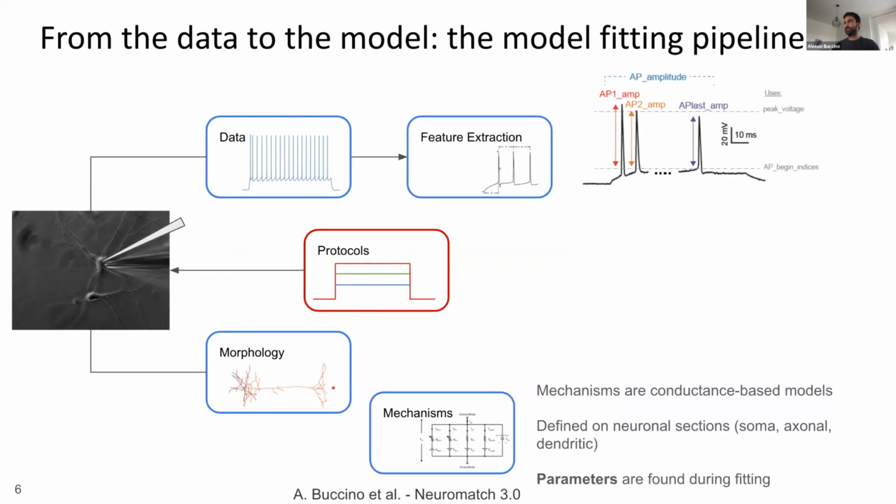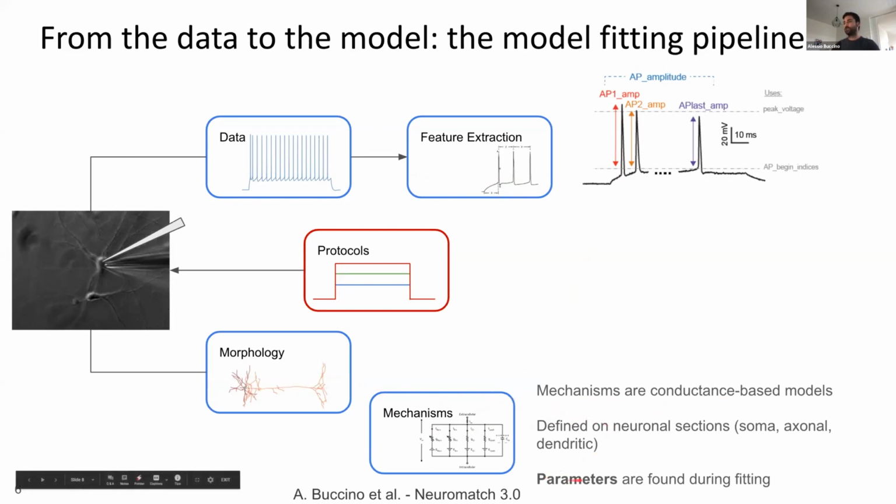Then we need some other ingredients. From the data, instead of using the raw data, we usually extract some features that are a compressed representation of this data. Features can include the number of spikes in the response or the average interspike interval, as well as spike shape features like the amplitude of the action potential or the width of the action potential. We also need to define the mechanisms of the neuron. These mechanisms are conductance-based models, and we have to define which ion channels are part of which neuronal sections and how they're distributed.